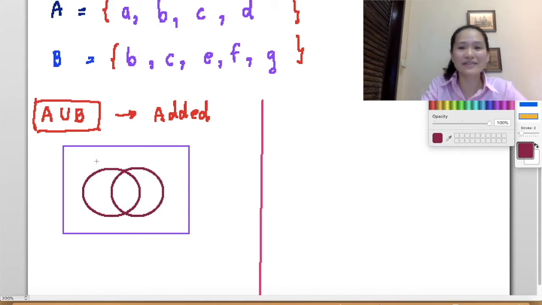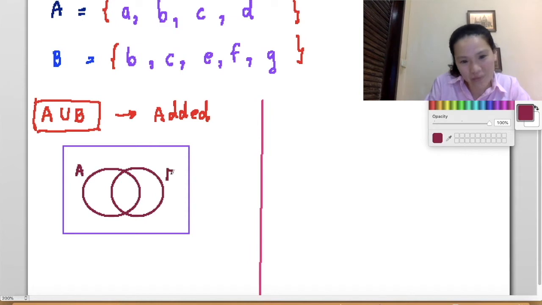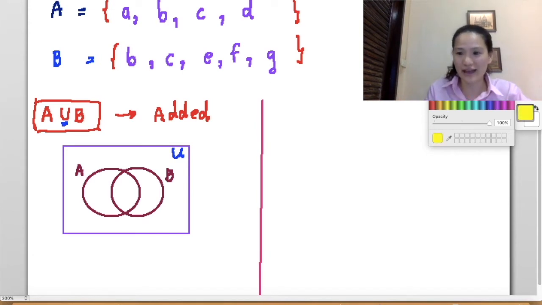Okay, let's see. This one is A and B. This one is set A. This one is set B, and all of this one is our universe here. Do you remember? You come from union. So union means you include everything. So when you get them, if you include everything first, you try to understand the model.